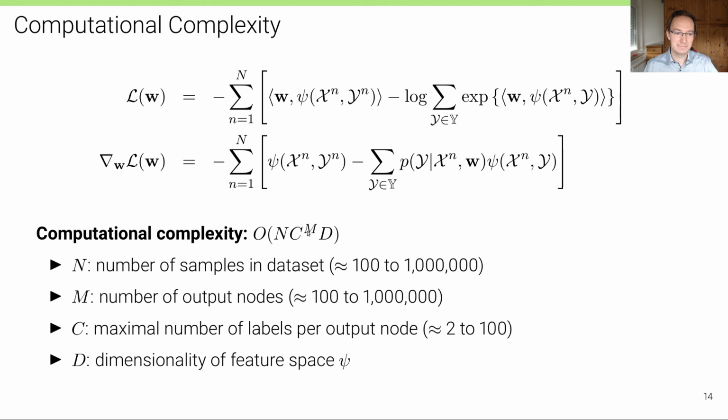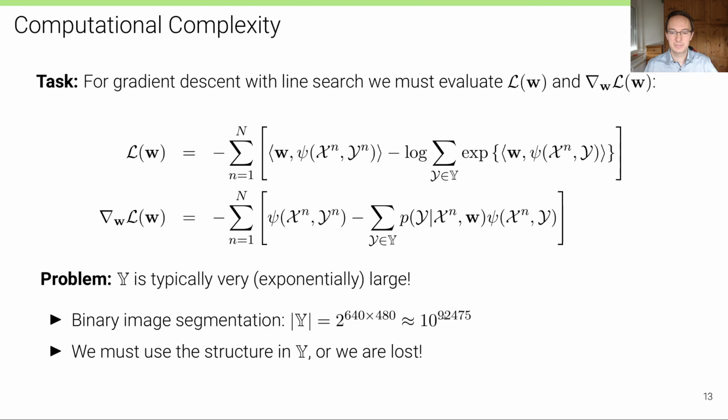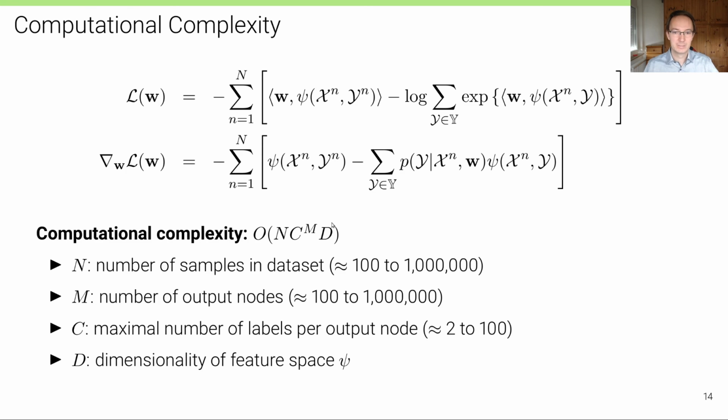And then we have m, c to the power of m, where m is the number of output nodes. In the previous case, we had 640 by 480 pixels, so 640 by 480 variables or output nodes. And this is the computational complexity that we have already discussed. This is the main problem in computing these expressions.